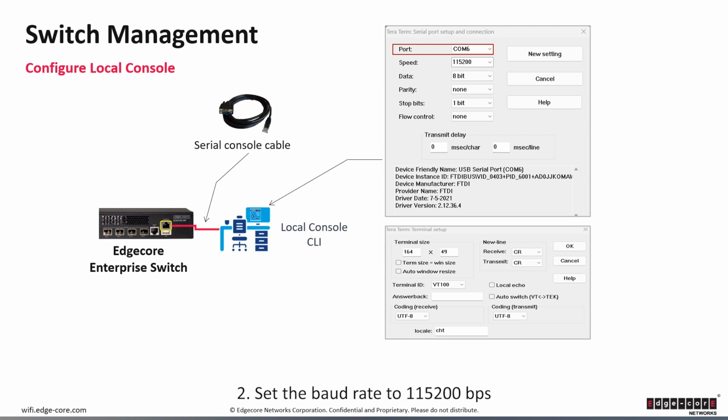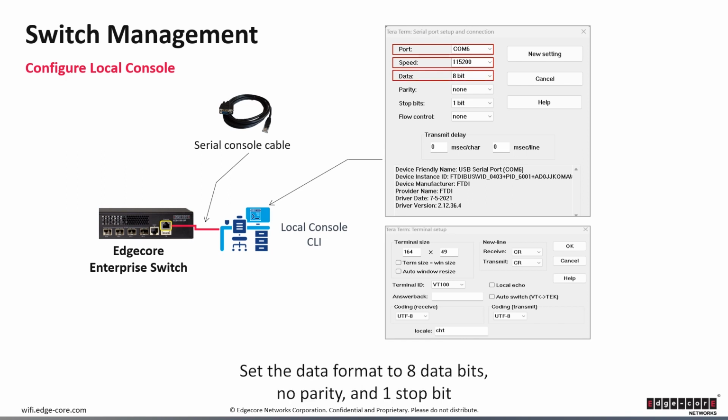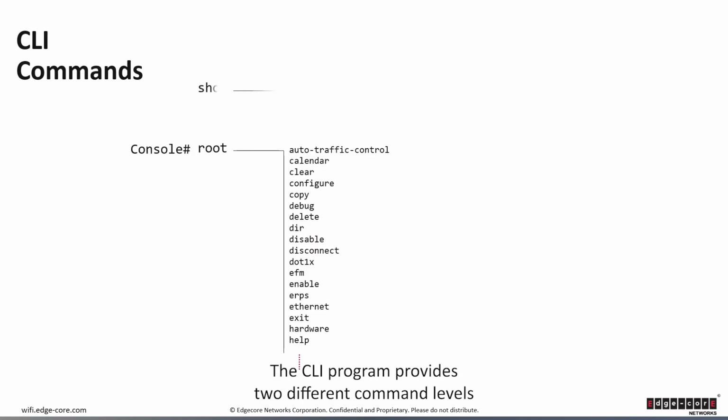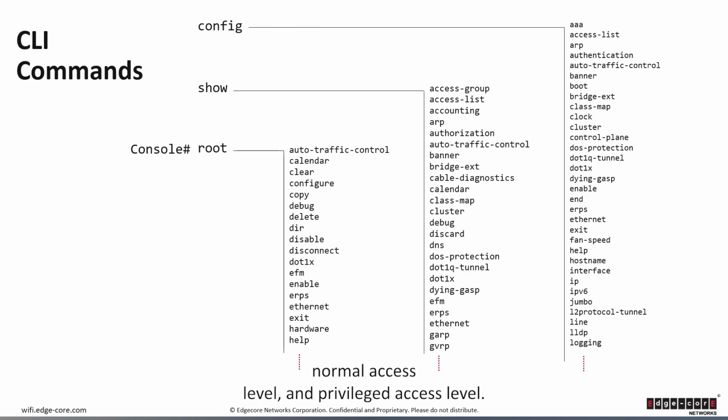2. Set the baud rate to 115,200 bps. 3. Set the data format to 8 data bits, no parity, and 1 stop bit. 4. Set flow control to none. 5. Set the emulation mode to VT100. The CLI program provides 2 different command levels: normal access level and privileged access level.